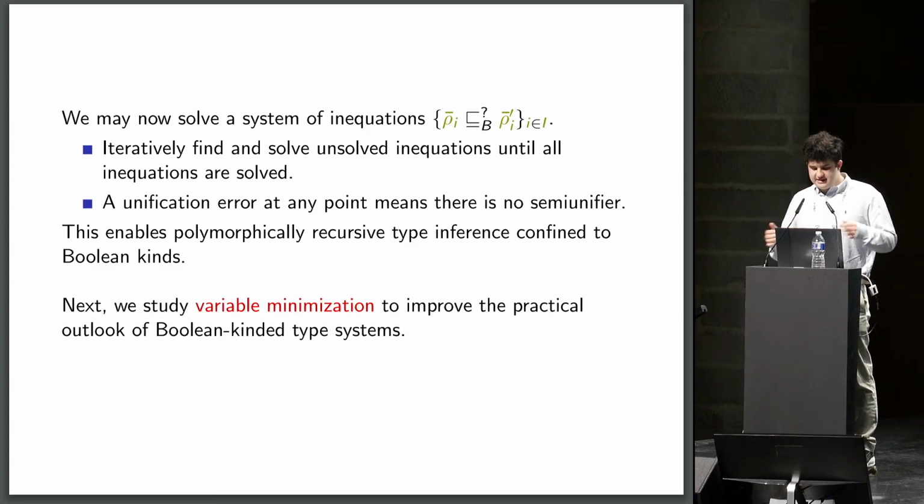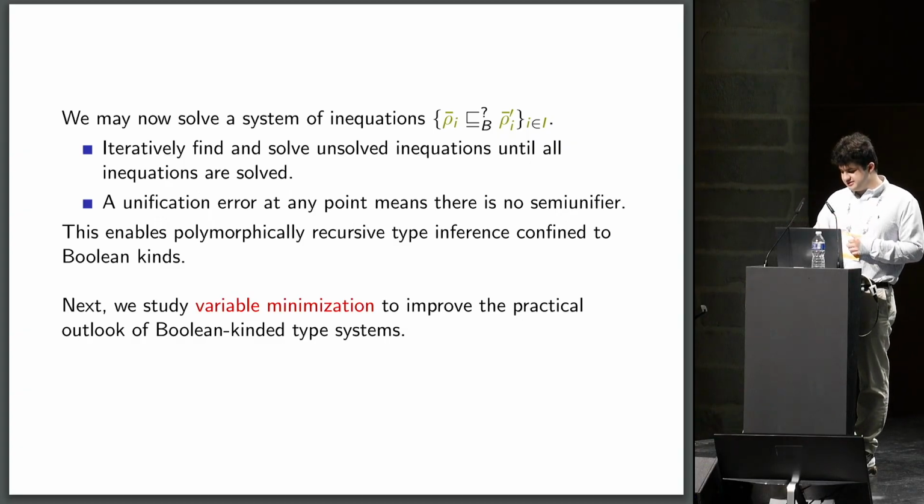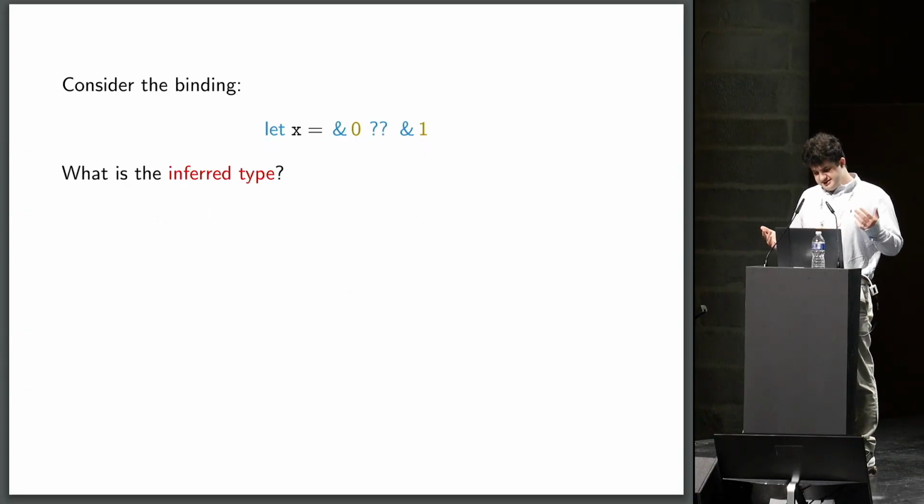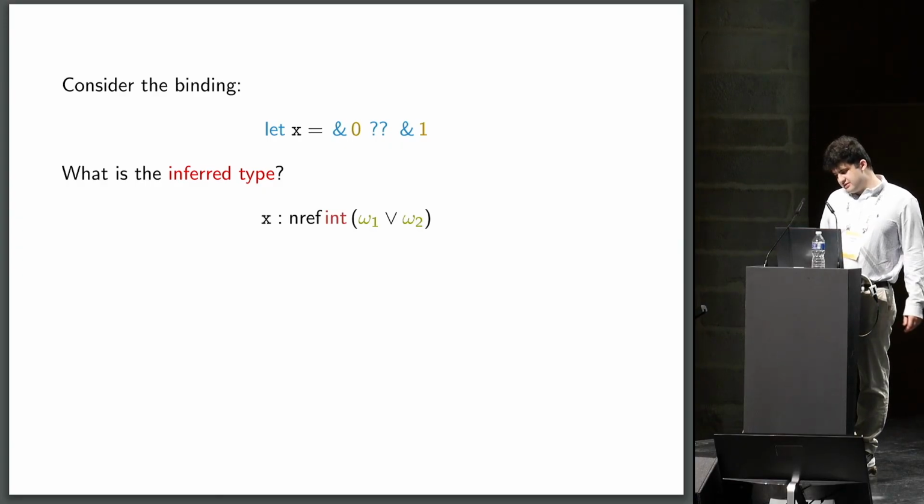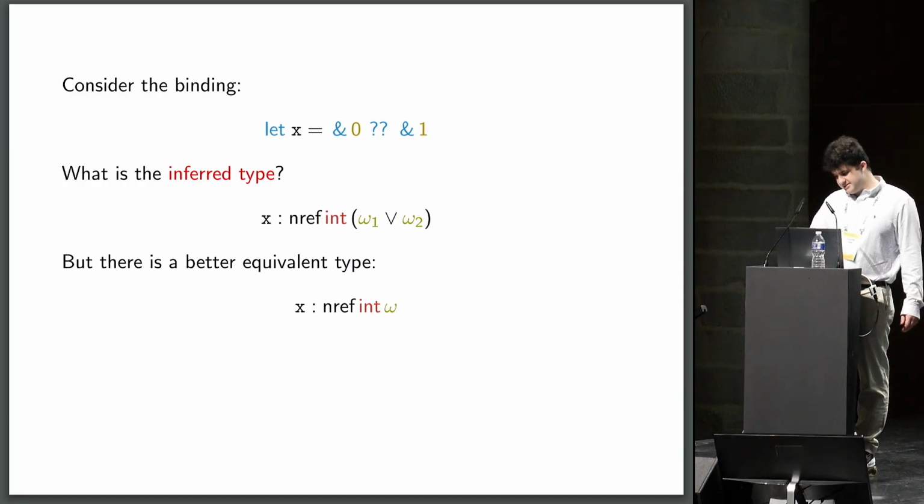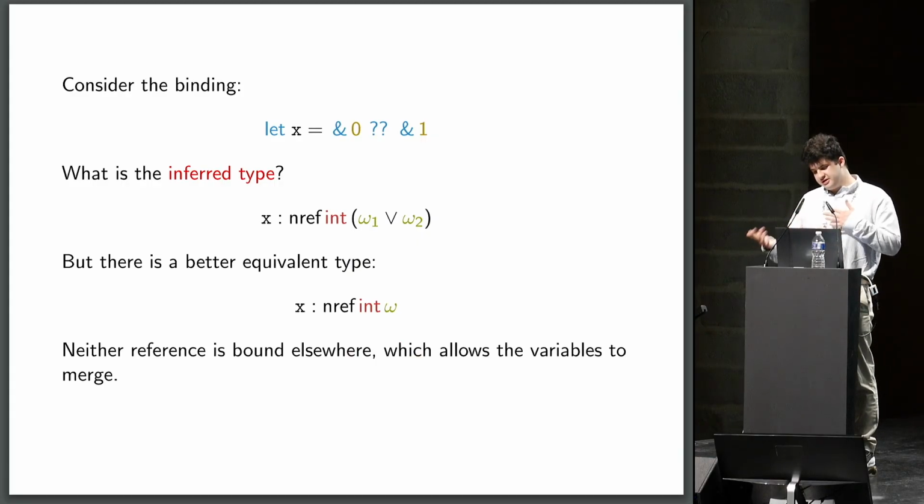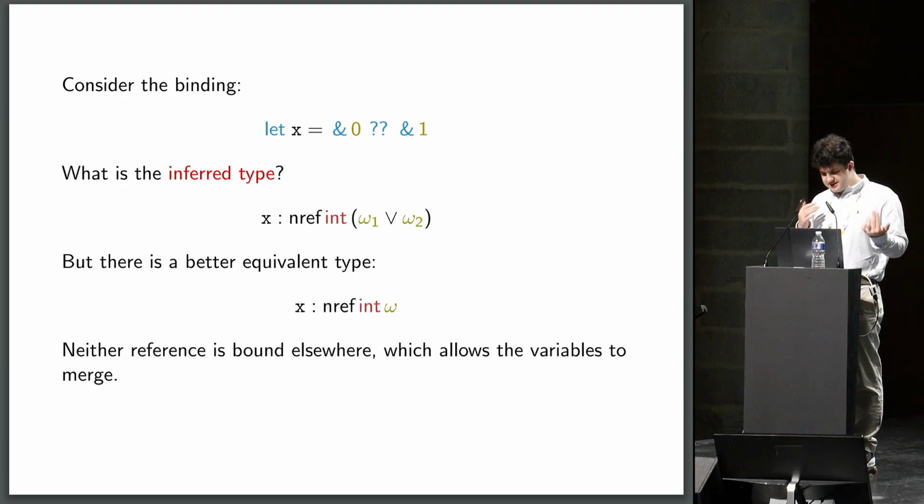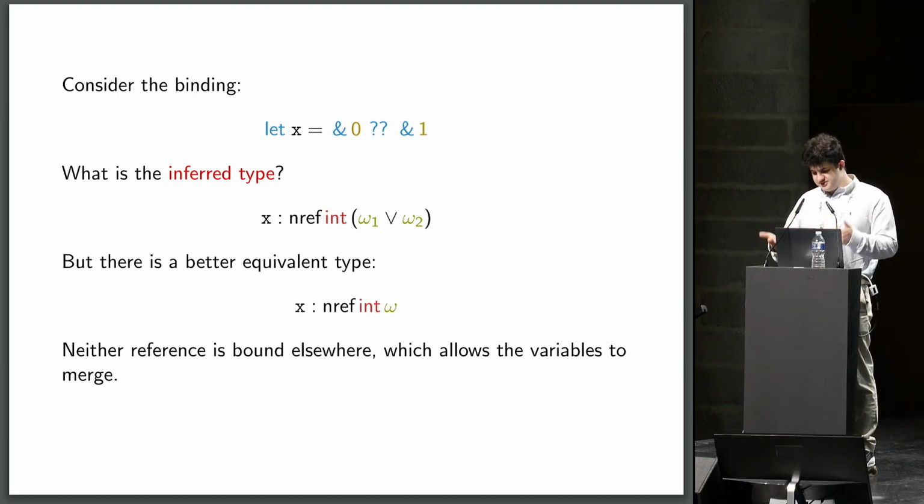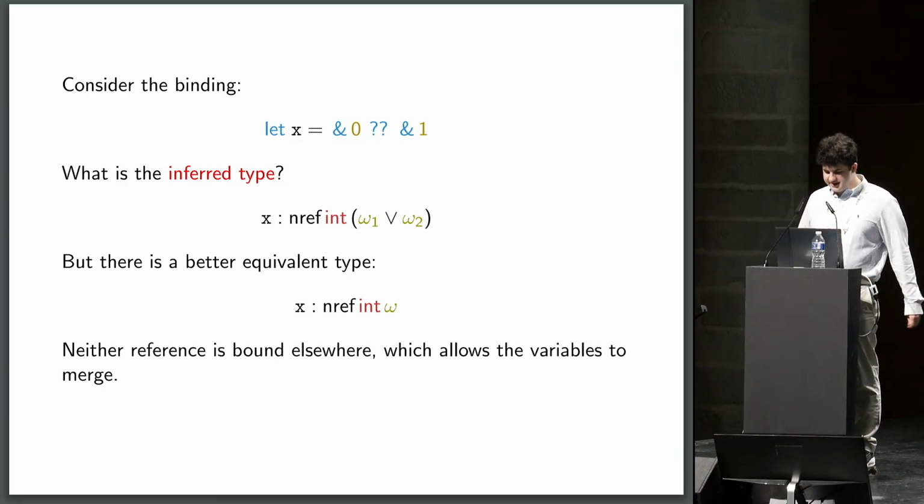The last problem that we study is variable minimization. Take this example. What is the inferred type? Well, it's this type following our methodology, but there's a better type. That's a better type since the references to omega 0 and omega 1 don't appear; we're not using them in any other way. They're confined by their scope to that expression. We don't need to separate omega 1s and omega 2s. We can just map them to some omega.